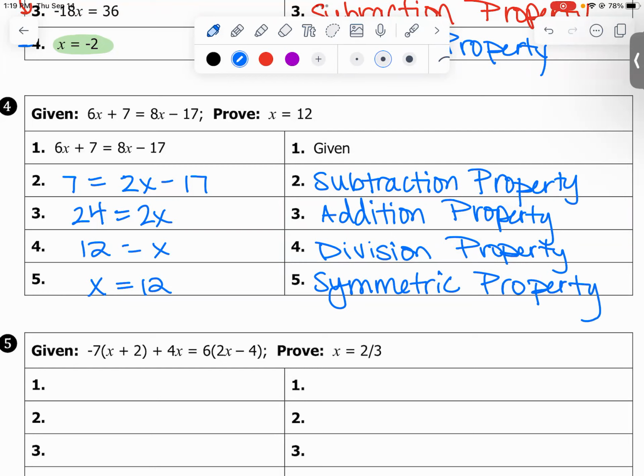Okay, now, had we gathered the X's on the left side, we would not have had to worry about that. But since we gathered them on the right side, we did have to use the symmetric property to switch those places.